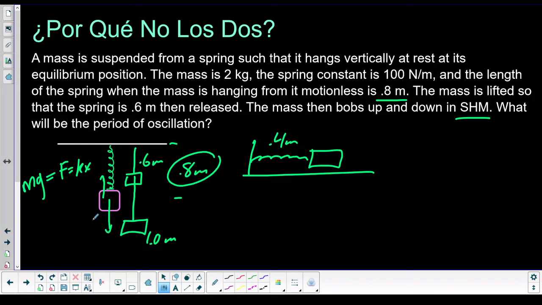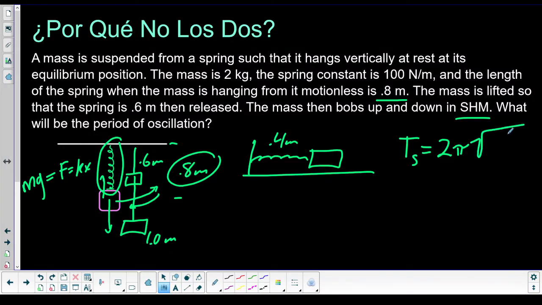So if we see this going up and down, it's not because we're tilting it and then gravity's pulling it back. It's going up and down because our spring is being stretched and then compressed, and then stretched and then compressed. Because the spring is the thing pulling this mass up and down, it's the restoring force, and we should use the period of a spring, not the period of a pendulum. So it's 2 pi times the square root of m over k.